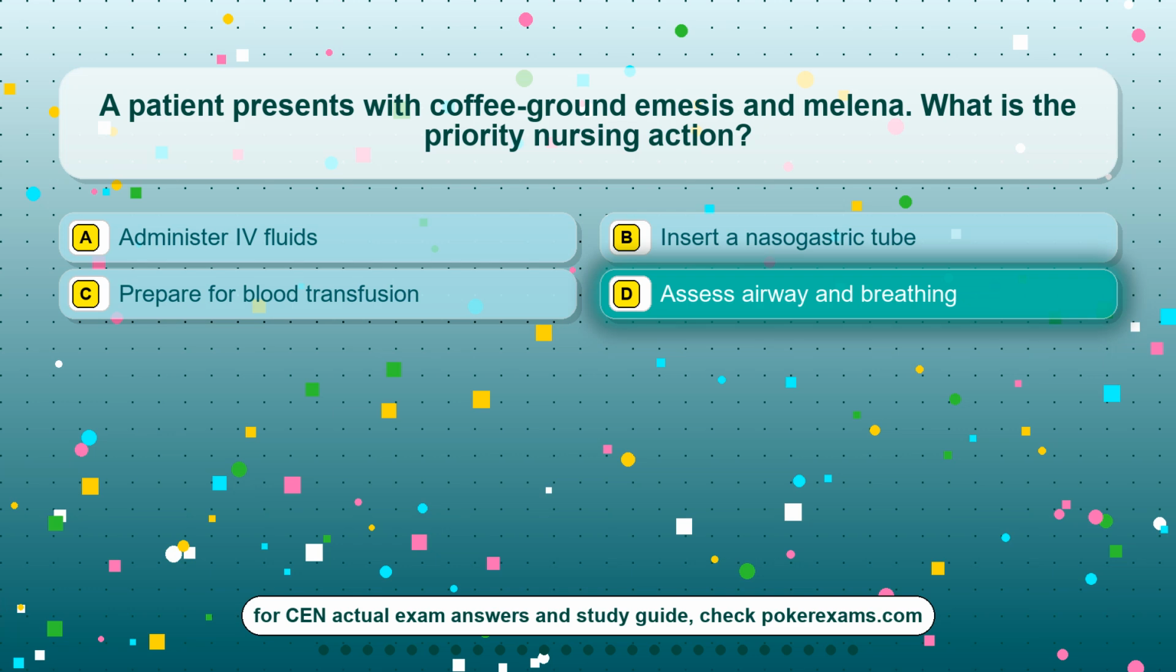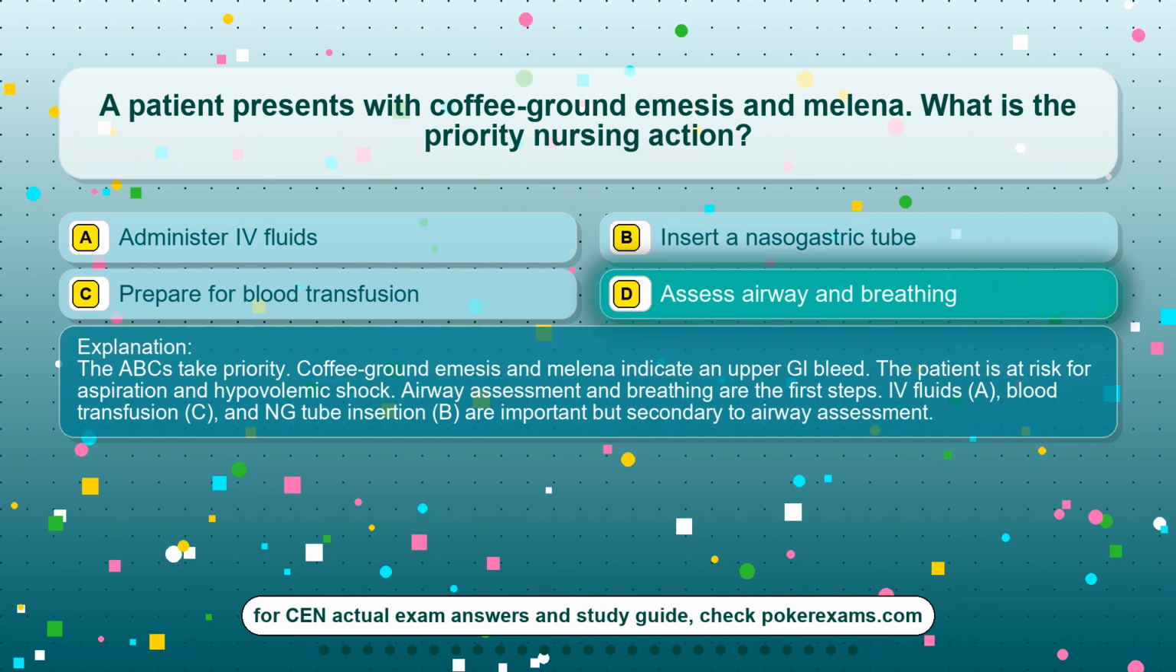The correct answer is option D, assess airway and breathing. The ABCs take priority. Coffee-ground emesis and melena indicate an upper GI bleed. The patient is at risk for aspiration and hypovolemic shock. Airway assessment and breathing are the first steps. IV fluids, A, blood transfusion, C, and NG tube insertion, B, are important but secondary to airway assessment.